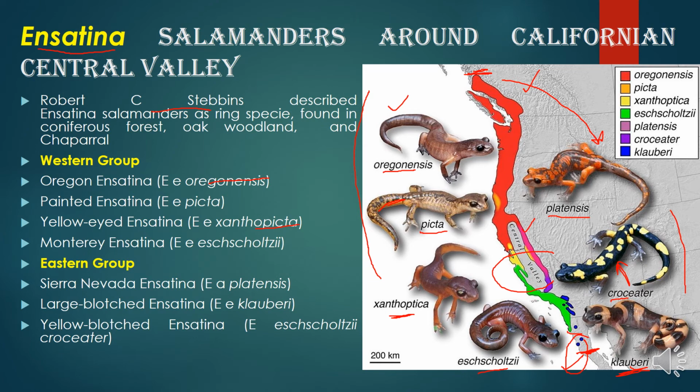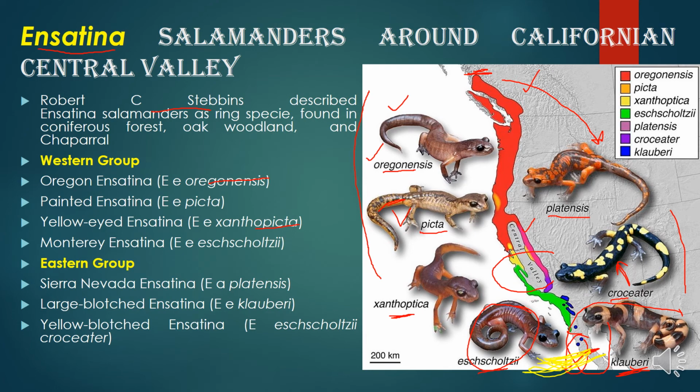So we see that in the left part of the ring, there is a certain darkening of color, but not that much variegation. But in the eastern ring, there is variegation in color. So among these species, Oregonensis will breed with Picta, but cloudberry will not breed with Eschscholtzii. Between these two species, there will not be any interbreeding, because these are the end species.